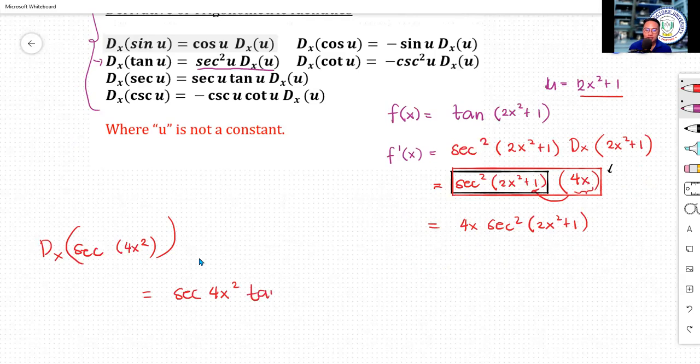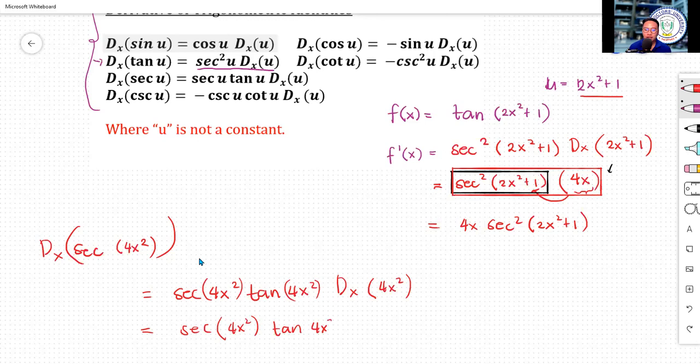Tapos tangent na sa 4x squared niya. Ipang so na to nag-parenthesis kana. Tapos dx 4x squared. So that's gonna become secant 4x squared, tangent 4x squared, and then times pila ni? 8x. Mana?